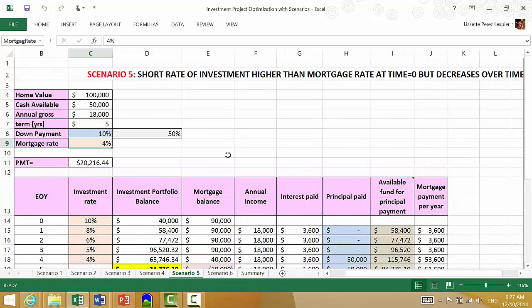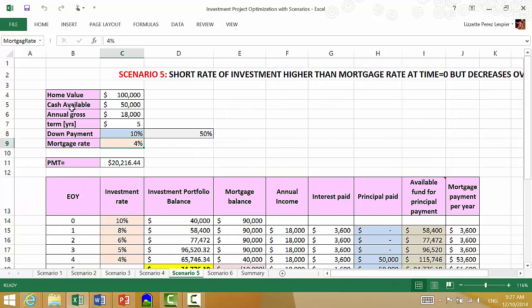Also, I'm going to show scenario 5, so you see a different scenario where the short rate of investment is higher than the mortgage rate at time 0, but then it decreases over time. We have the same constant values. The down payment will be lower than the cash available. The investment rate is going to start higher than the mortgage rate. We see here in time 0, it starts at 10% and the mortgage rate is 4%, but then it will decrease eventually over time until reaching 4%.